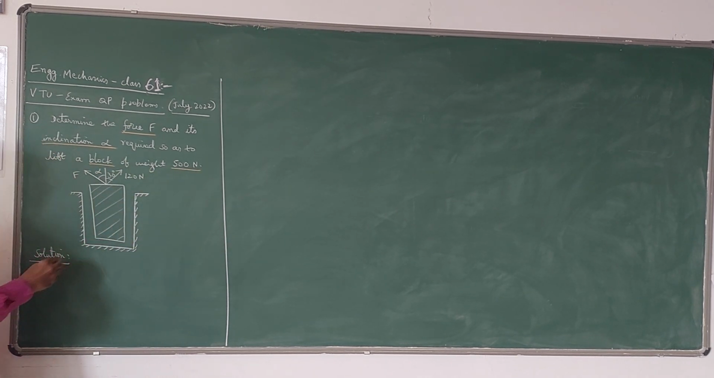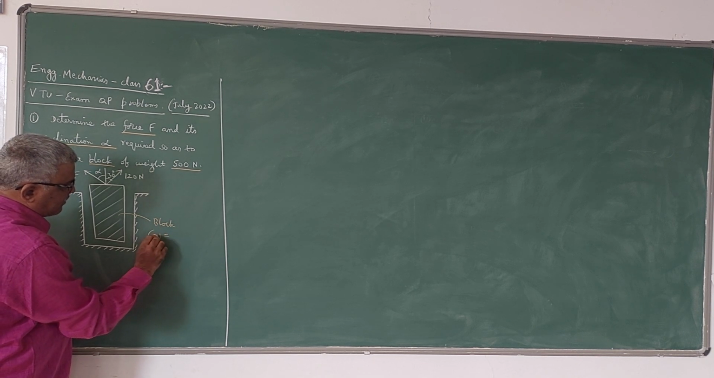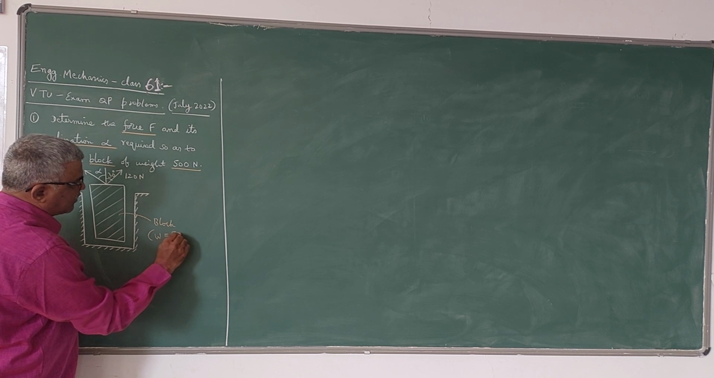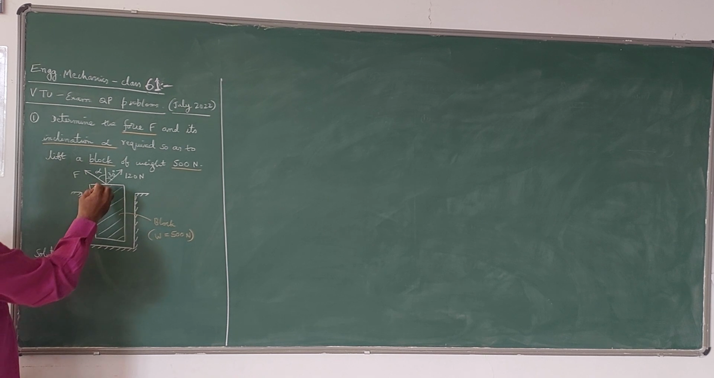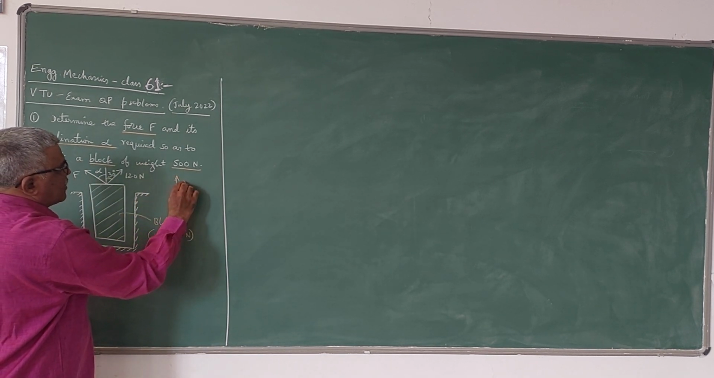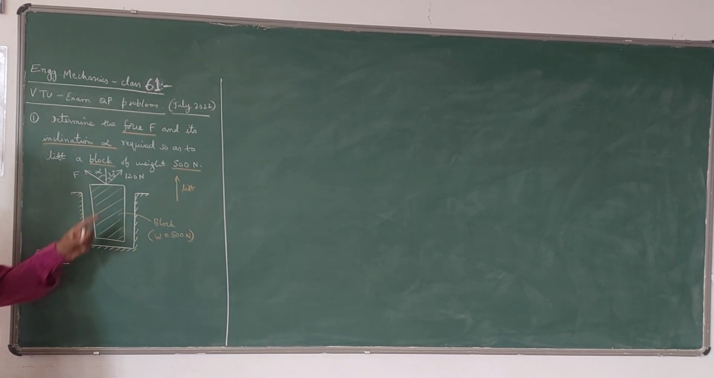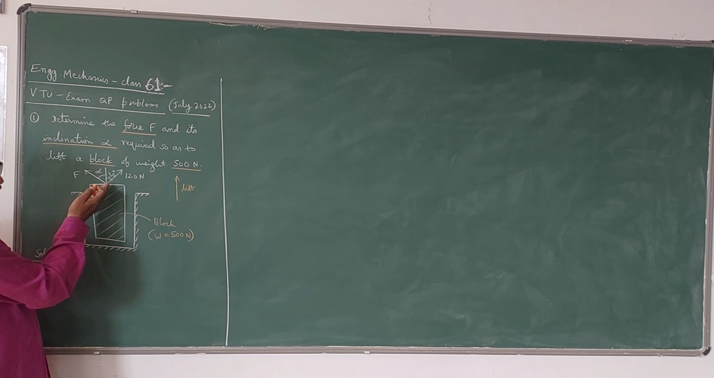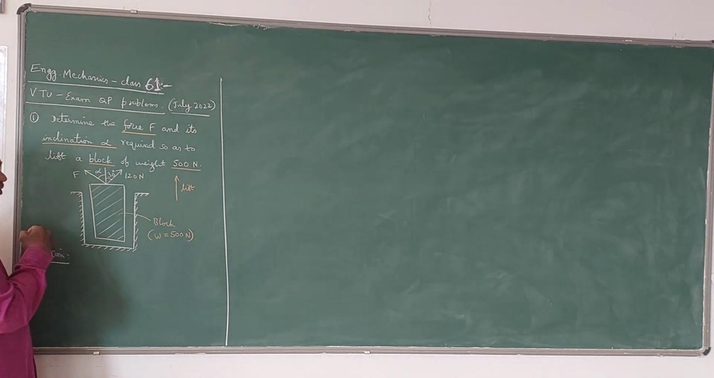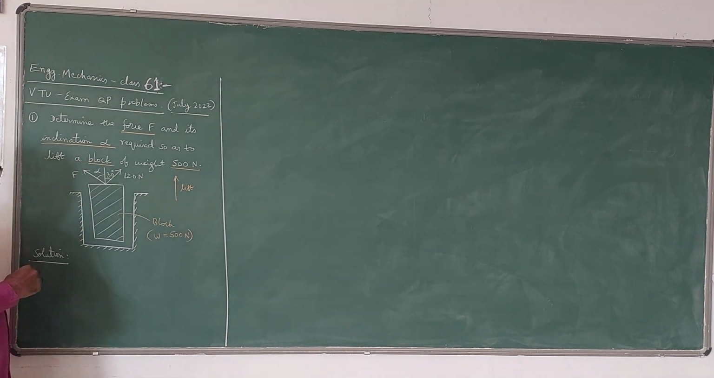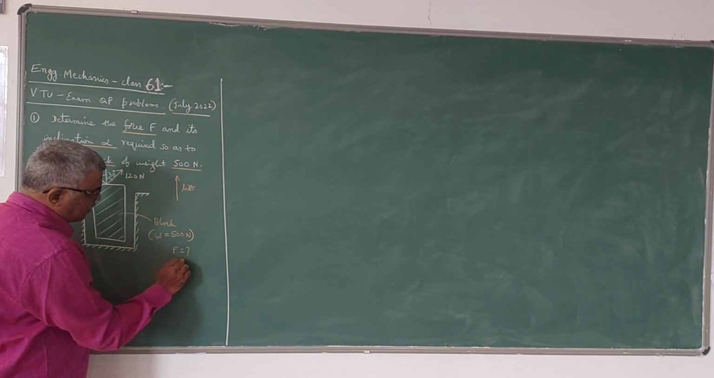So this is the diagram. This is the block. The weight of the block is 500 Newton. So we have to lift this block in this direction. There are two forces applied to lift the block. One force is given, 120 Newton at an angle of 30 degrees with the vertical. Another force is F, which is unknown, at an angle alpha with the vertical. Now we have to find the value of F and alpha so that the block is lifted upwards.